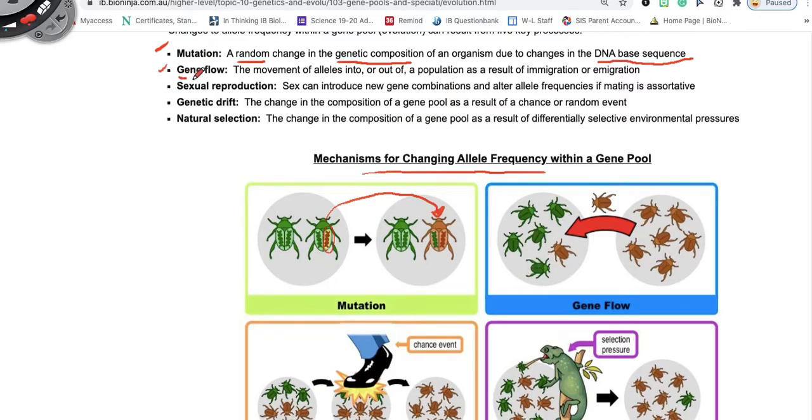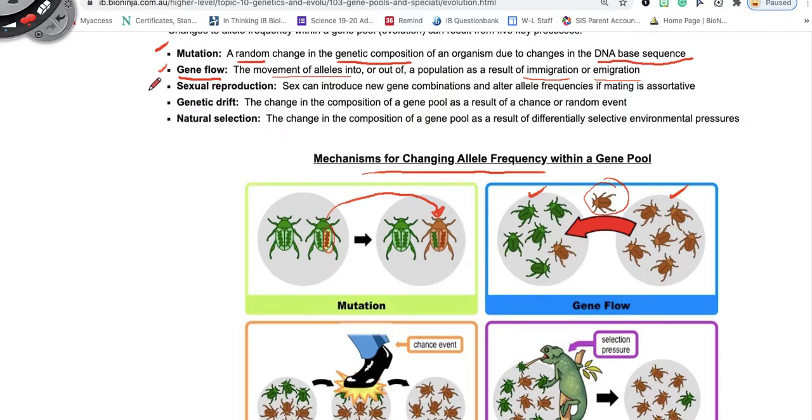The second one is gene flow: the movement of alleles in and out of a population as a result of immigration or emigration. Here we see that this beetle from this population immigrated to this population right here. So now there is a gene flow, or a movement of alleles, and that's going to have an effect on this population of green beetles as they reproduce.